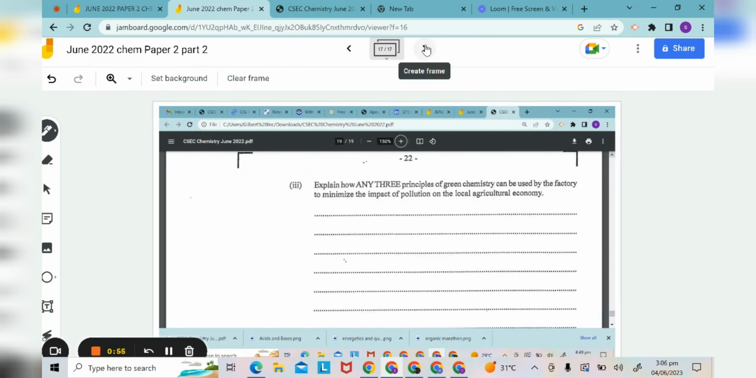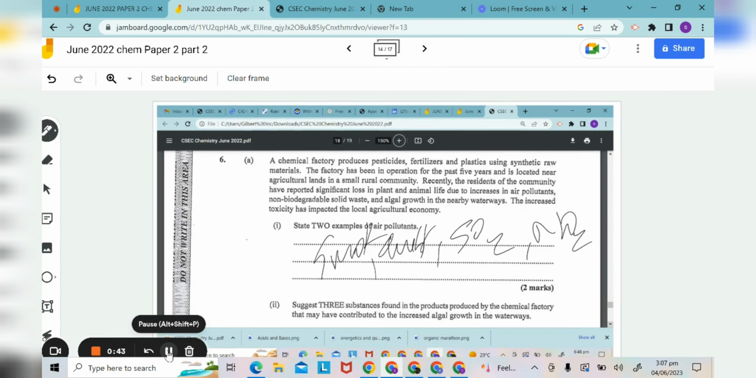Okay. And this is our last page. Explain how any three principles of green chemistry can be used by the factory to minimize the impact of pollution on the local agricultural economy. Look at the question now. You notice that they are using synthetic raw materials. What they could use is design materials for degradation, so make things more biodegradable, and that will also help. They could also use, because one of the principles is real-time analysis of pollution. So because these things are having an impact, they could look at the immediate impact of these substances on the environment. And finally, use renewable feedstocks.